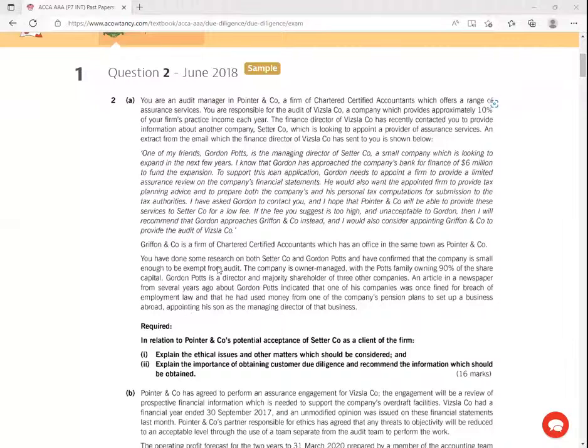So you're told here, required in relation to Pointer and Company's potential acceptance of a company as a client of the firm. Explain the ethical issues, very common in your exam. Explain the ethical issues and other matters which should be considered. Number two, explain the importance of obtaining customer due diligence, right? And recommend the information which should be obtained.